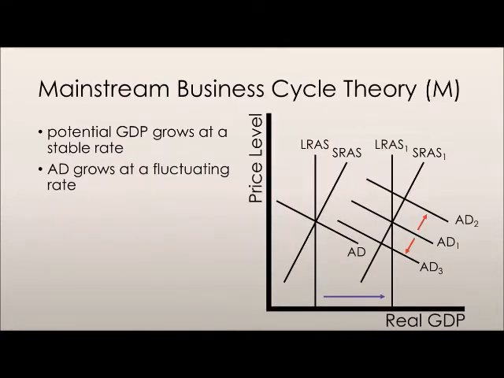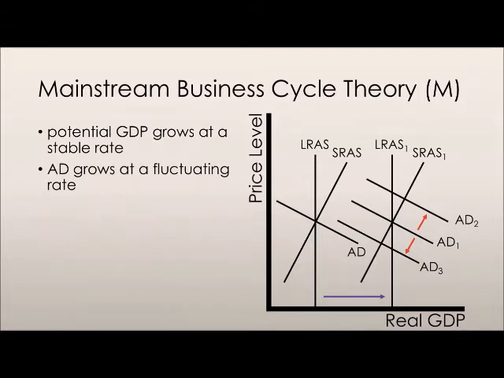There are multiple mainstream business cycle theories, but all of them emphasize that potential GDP, or long-run aggregate supply, grows at a stable rate, but aggregate demand grows at a fluctuating rate. Let's say, for example, that due to sticky wages, AD moves to AD2. It grows at a faster rate than long-run aggregate supply. Thus, short-run macroeconomic equilibrium is at the point at which AD2 and SRAS1 intersect. An inflationary gap opens up.